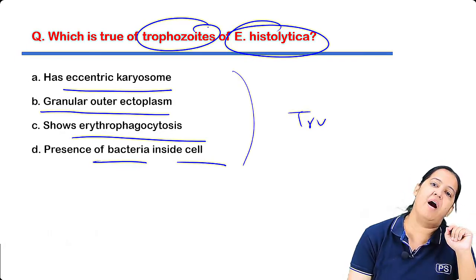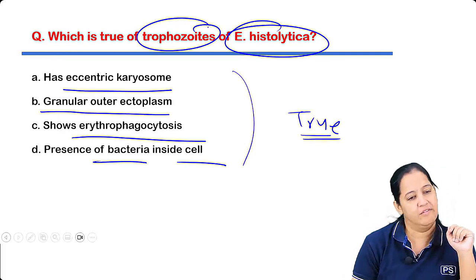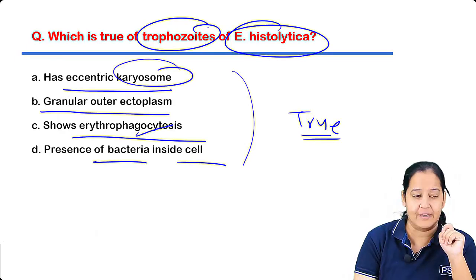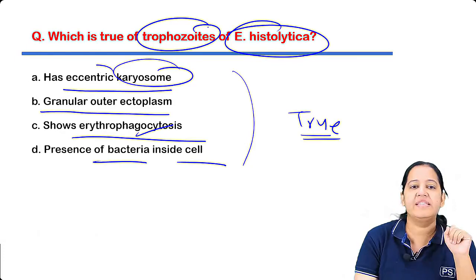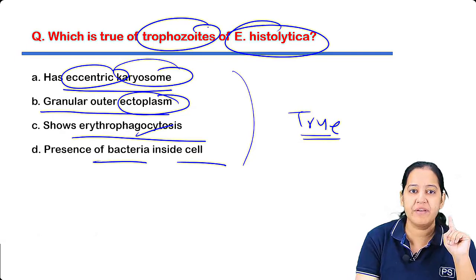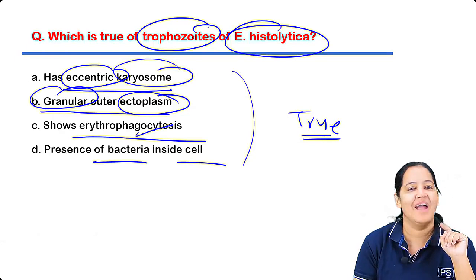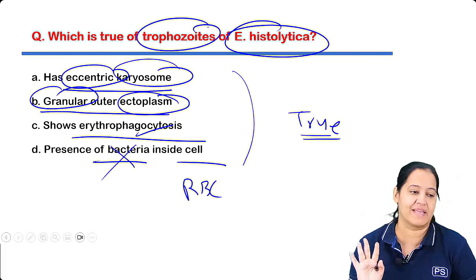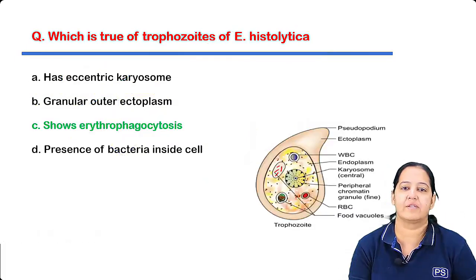People, fast. Tell me quickly. Very good, very good. It is showing erythrophagocytosis. The karyosome is there, but it is not eccentric, it is central. Ectoplasm is there, outer cytoplasm, but it is clear, not granular. And bacteria are not present. Erythrophagocytosis is a unique feature, RBC in the parasite. So that is very unique and that is correct. So correct answer is C.